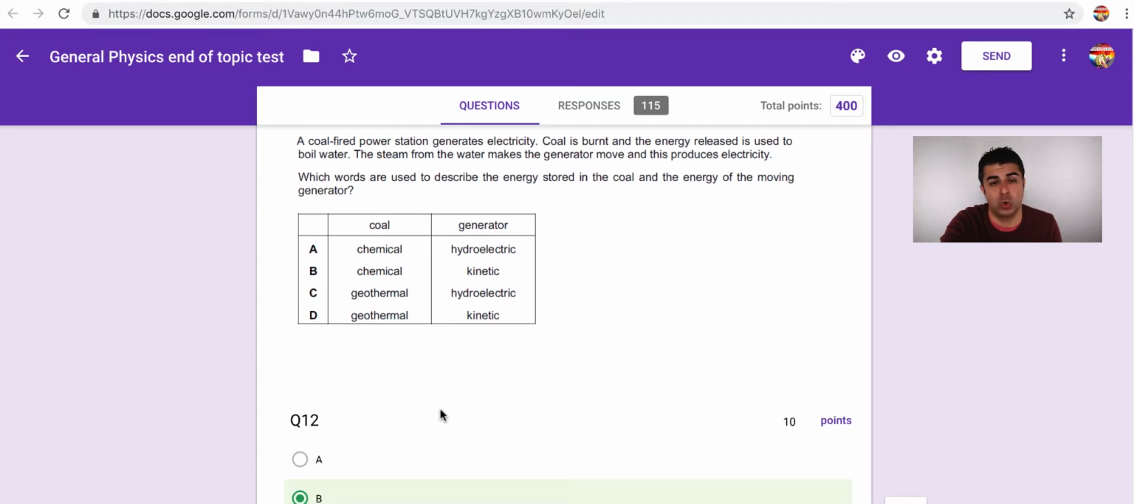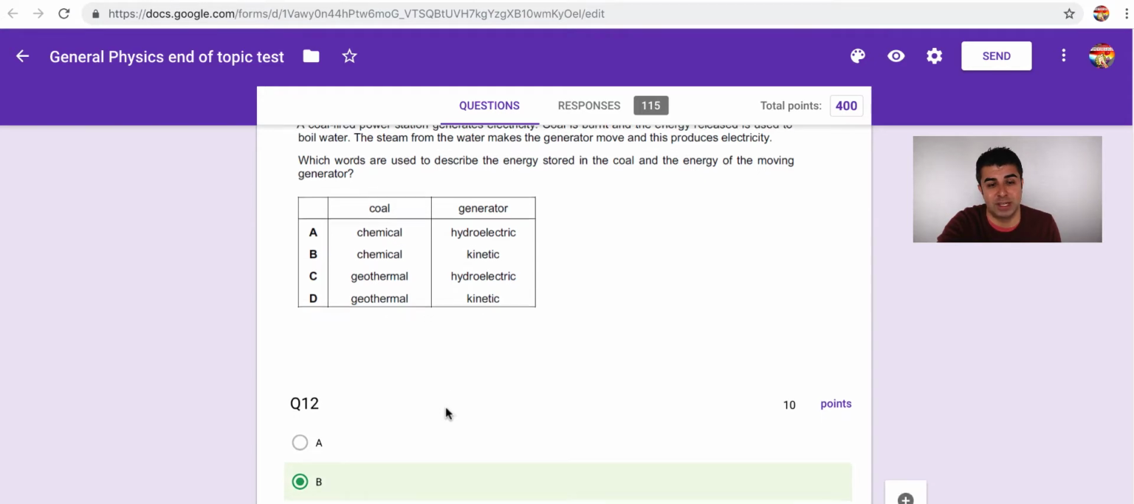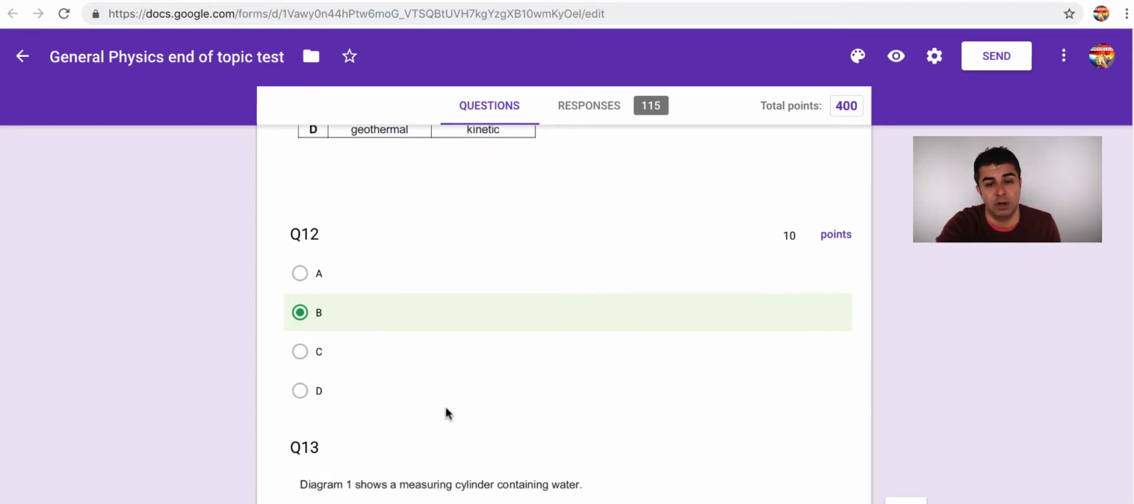Well, inside the coal there will be chemical energy because that's what allows it to burn. And the moving generator, there's a hint there. The fact that it is moving, it is kinetic. Hydroelectric is another form of energy, or an energy power station if you like. So here it is kinetic. So the answer is B for ball.